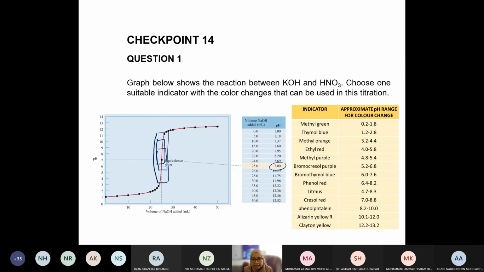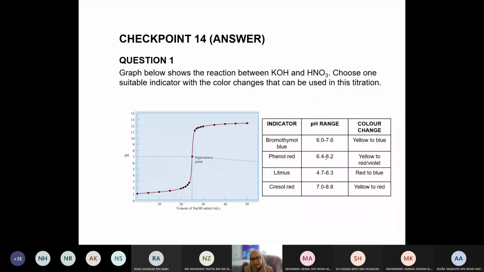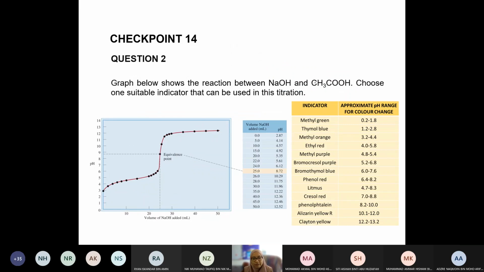So obviously kat sini kita nak 7 kan, ini tak boleh. Ini dia tak masuk range pun. Ni pun tak boleh. This one tak boleh sebab dia tak sampai lagi kan 6.8. Dia tak reach 7. So this one suitable. This is also suitable. Litmus also suitable. Ini dah border kan. Okay, sebab dia dah atas the equivalent point. This one dah out of range dekat situ. Okay, alright. So these are the possible indicators that can be used with subject to this strong acid versus strong base.